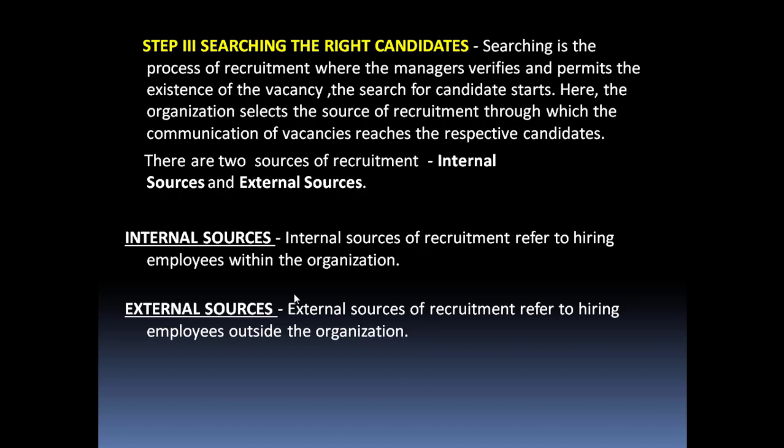There are basically two main sources of recruitment. One is internal source and second is external source. As the name suggests, internal source of recruitment refers to hiring the employees from within the organization. That is, if organization A has a vacant position, it will try to fill that position from within the employees which it has. External sources means hiring employees from outside the organization.